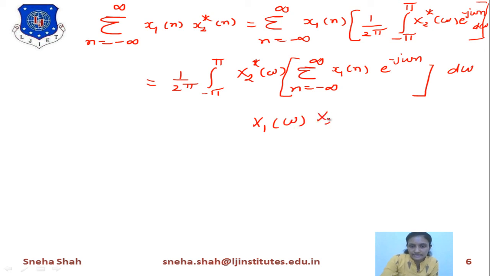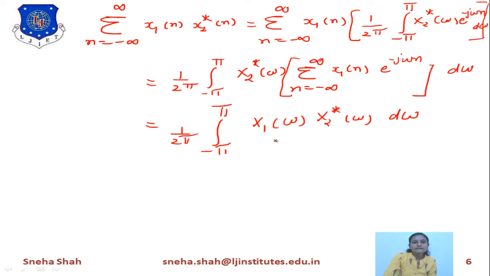This will be rearranged as x2 star of omega, d omega will be as it is, and this one is 1 upon 2 pi integration minus pi to pi. So we can say that this is the proof of Parseval's theorem.